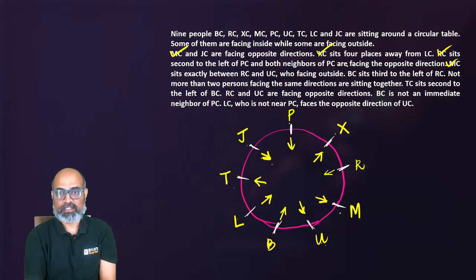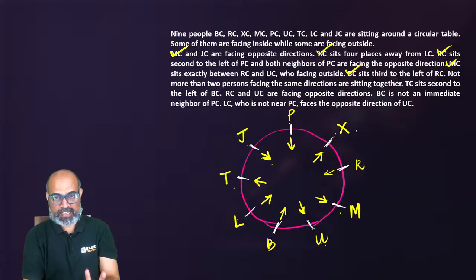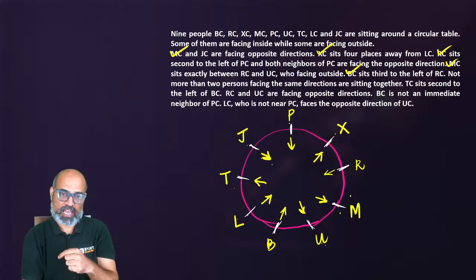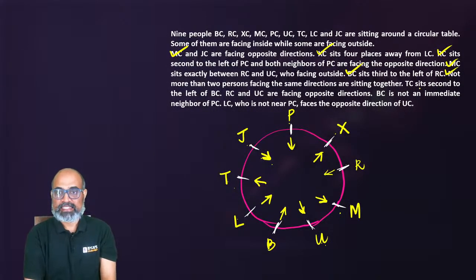Yes, he does. Not more than 2 people facing the same direction are sitting together. Do we see the same direction arrow consecutive at 3 places? No. T sits second to the left of B. So this is B, second to the left of B is in this direction where T is. Makes sense? R and U are facing in the opposite directions. R is facing inwards, U is facing outwards. Good so far. B is not an immediate neighbor of P. He is not. L, who is not near P, yes he is not, faces the opposite direction of U. L is facing inwards, U is facing outwards.